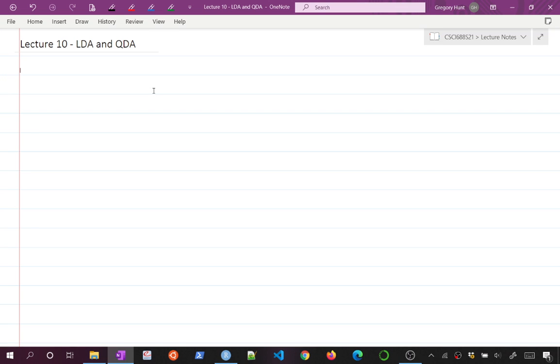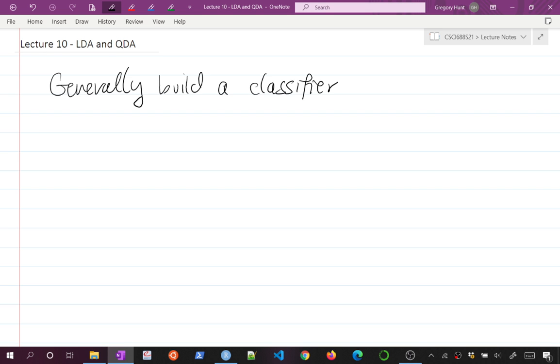In the last lecture, we started talking about linear classifiers, and we're going to continue today talking about linear classifiers. We had talked, for the last two lectures, about how we could build a classifier with what's called a discriminant function. So we could generally build a classifier with discriminant functions.